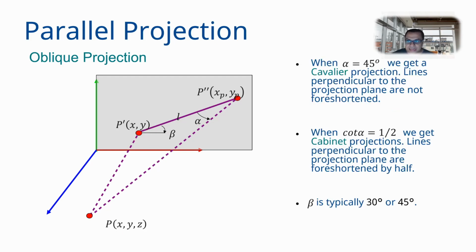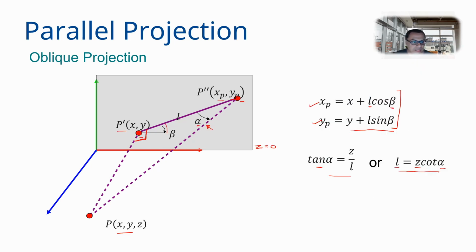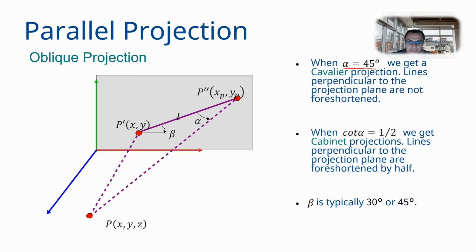So are there different kinds of oblique projection depending upon the values of alpha and beta? Yes, there are. If you typically choose alpha equal to 45 degrees, we get what is known as the Cavalier projection, and in such a projection you can prove that lines perpendicular to the projection plane are not foreshortened. This is easy to see because if alpha is 45, then L will turn out to be equal to Z, because these two sides will be the same. So the lines perpendicular to the projection will not be foreshortened.